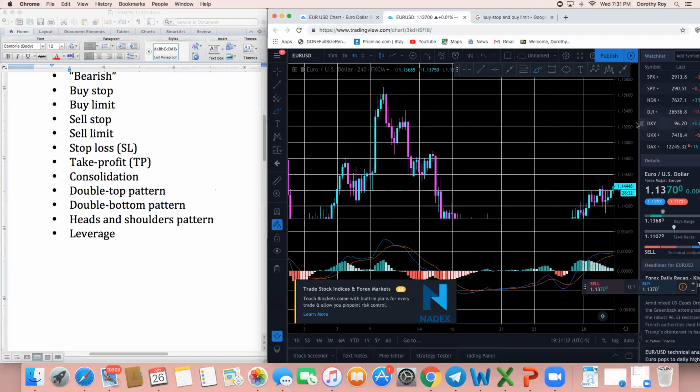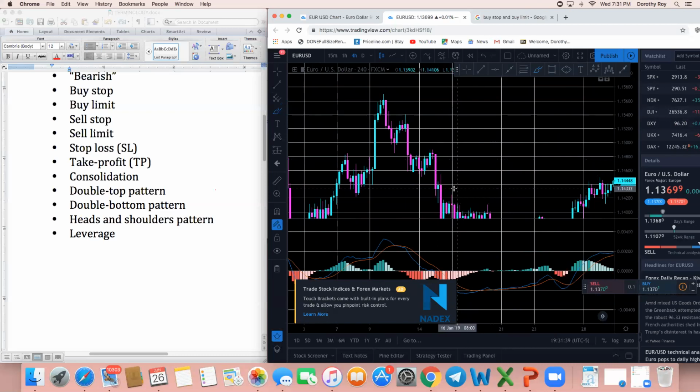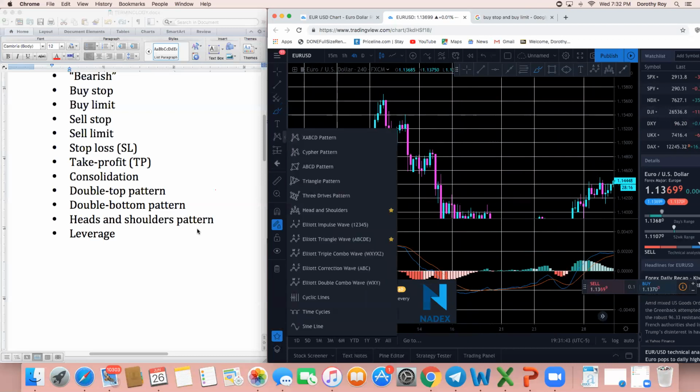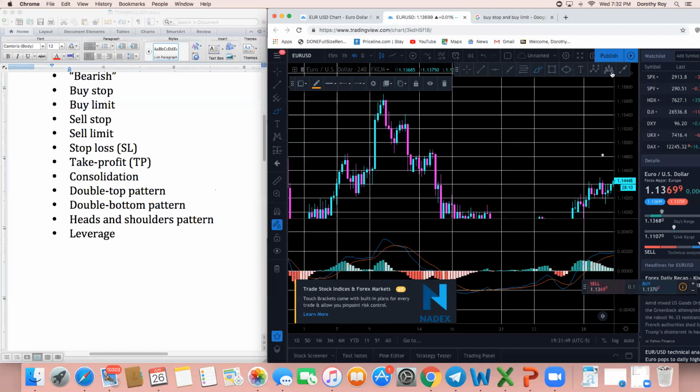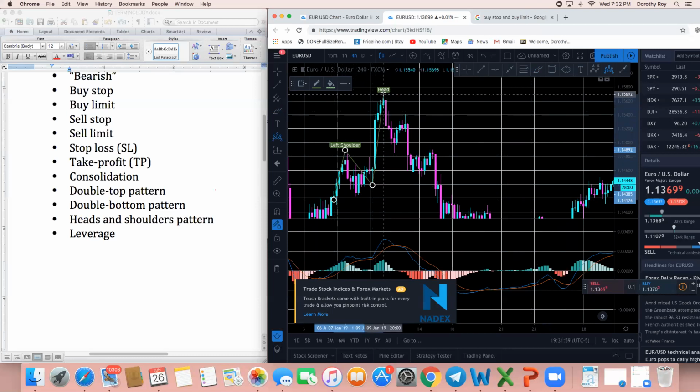And then the next thing, where is it? Okay, here it is. I'm going to be using this tool quite a bit sometimes when I'm talking about this. It's called a heads and shoulders pattern. Is it on my bar? Yes, it is on my bar. Great. Okay, so I'm right here. I'll draw it out for you guys. It's not perfect. It's never going to be perfect. Hopefully this one's good.